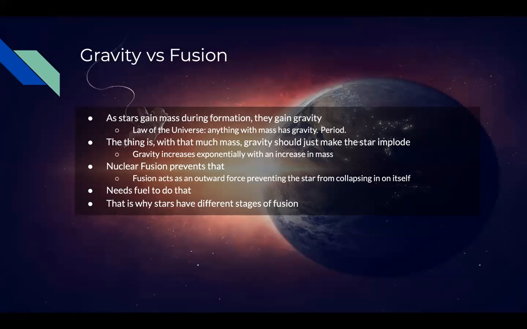The sun is millions of times heavier than Earth, with much more mass. And with that logic, the gravity that the star attains should make it just implode. The star's own gravity should crush it. That's where nuclear fusion comes in.